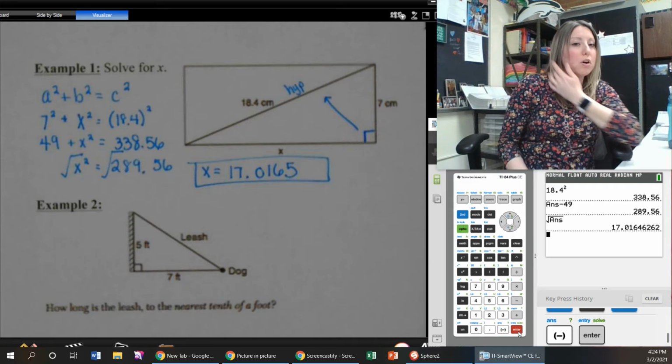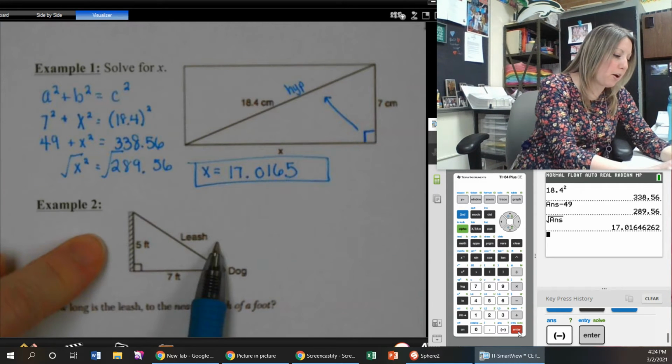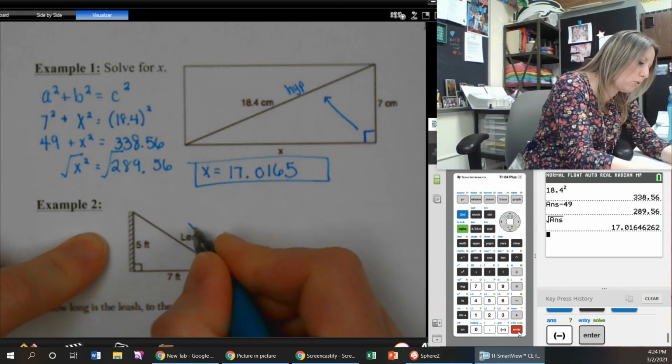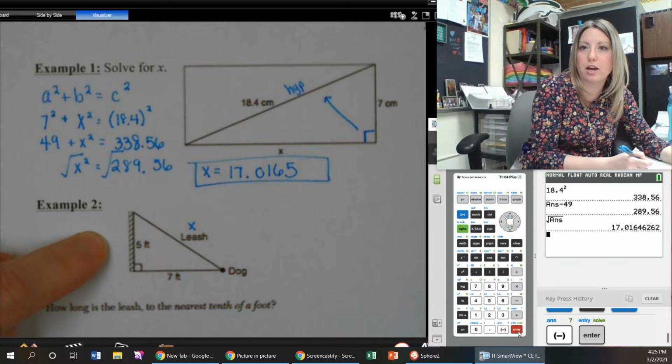Again, this one, what's missing? What do we want to find? The length of the leash. This is an old Algebra 1 Regents question back when we had trig in Algebra 1.